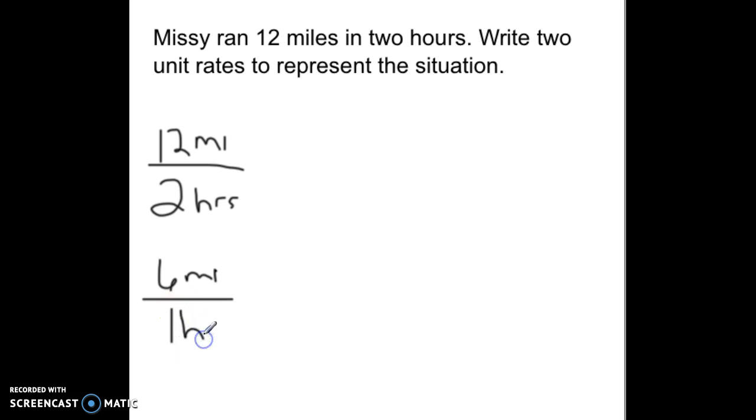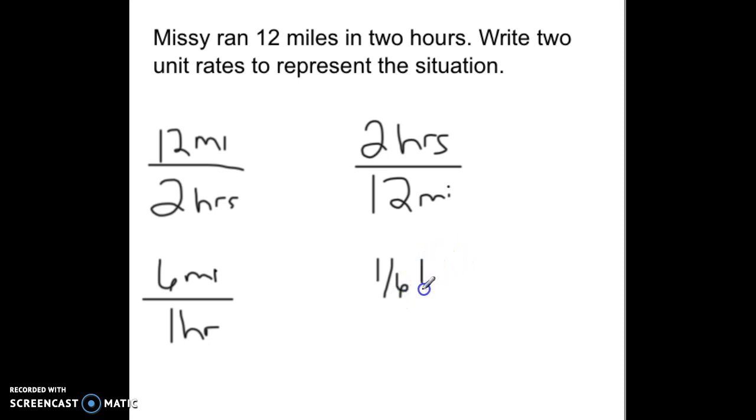But can we write this a different way? Well, Missy might want to know the opposite of that. How many hours will it take her to run 1 mile? So we just flip it. And when we do, we end up with something strange. When we divide this, if you do it as a decimal, you'll get 0.16 repeating, or you could just get the fraction 1/6. So that would be 1/6 of an hour to run 1 mile.